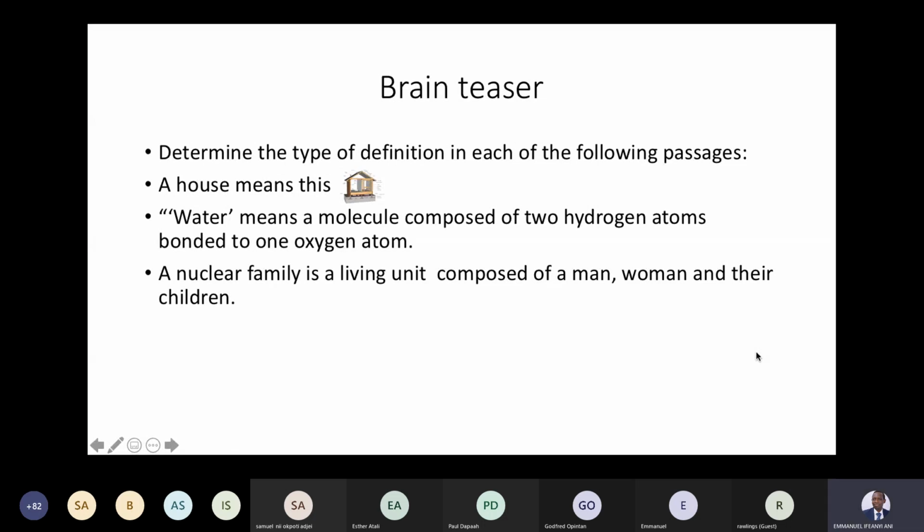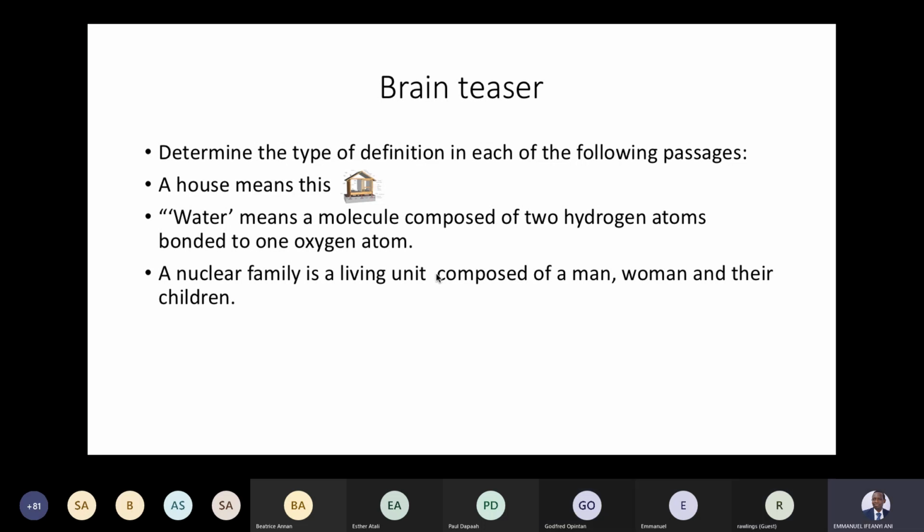A nuclear family is a living unit composed of a man, woman, and their children. What type of definition is that? Lexical. Okay. What other type of definition is it? Theoretical. Okay. Essential. So that's fine. No, sir, it's essential. Essential or real definition.